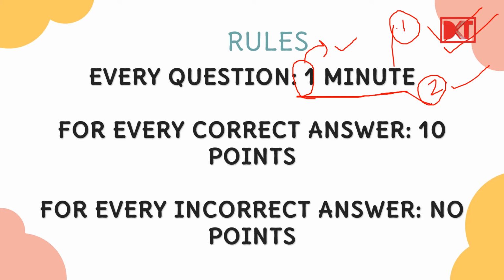So for every correct answer you give yourself 10 points, and for every incorrect answer no points. Why no points? Because in IEO there is no negative marking. आपका आंसर चाहे गलत हो या फिर आपने आंसर नहीं किया हो तो आपको 0 ही मिलेगा.